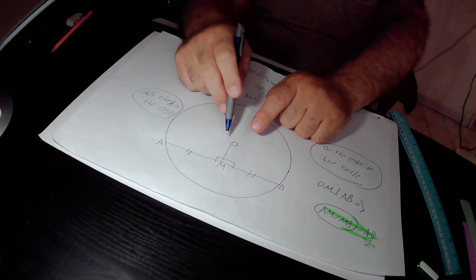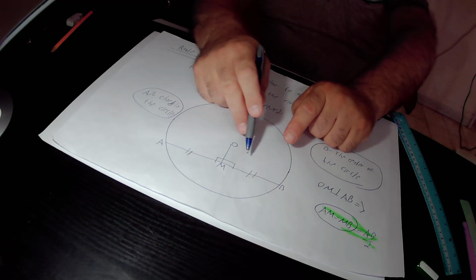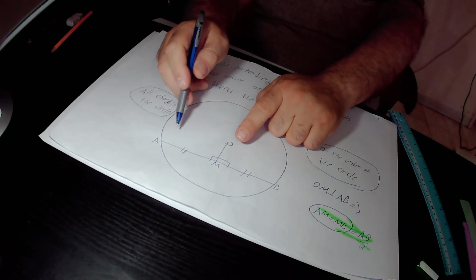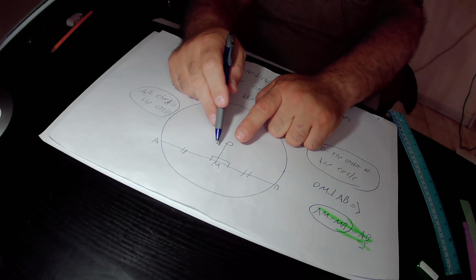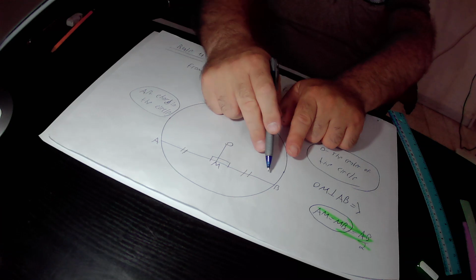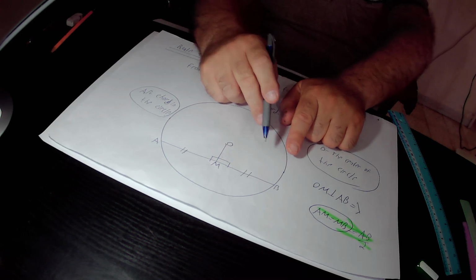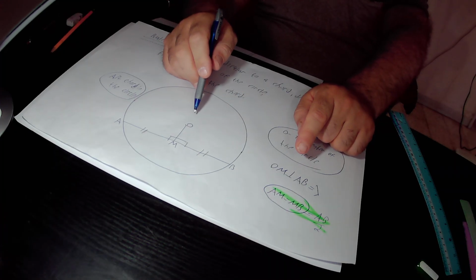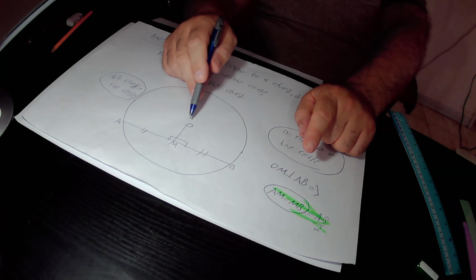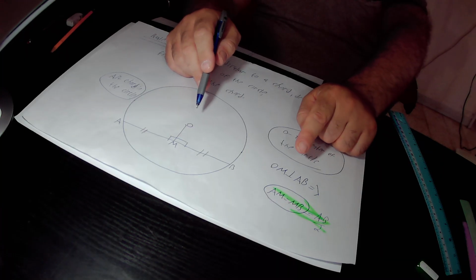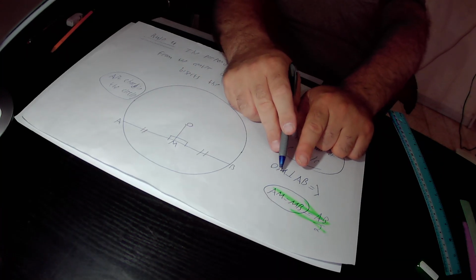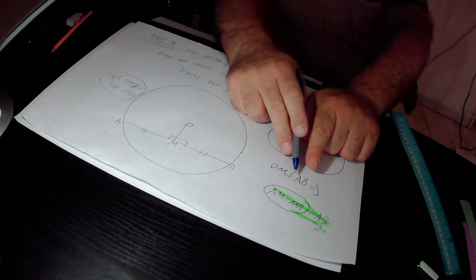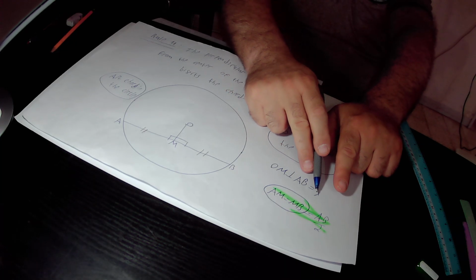That is to say, perpendicular OM divides chord AB into two halves. Each half equals AB over 2. So the first half is AM, that equals AB over 2, and the second half is MB, that also equals AB over 2. So repeat again: perpendicular OM drawn from the center of the circle bisects chord AB. The first half AM equals the second half MB, and each half equals AB over 2.